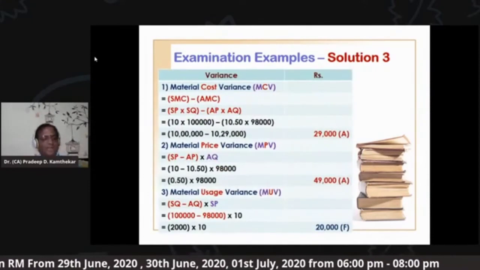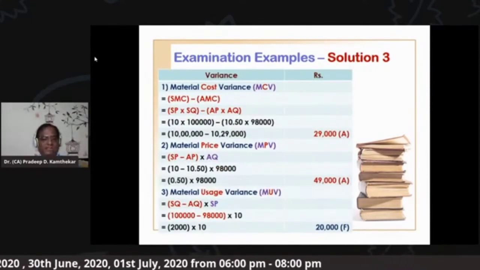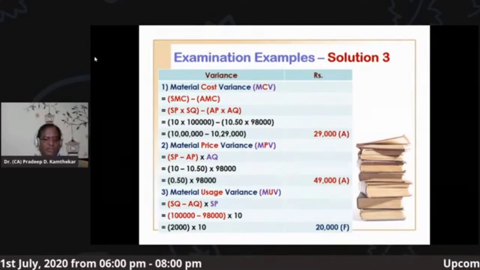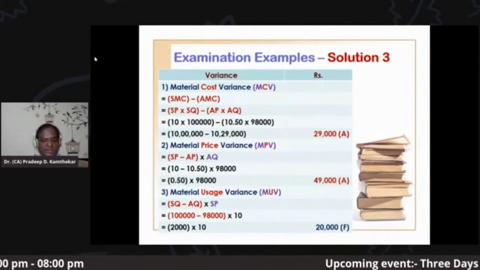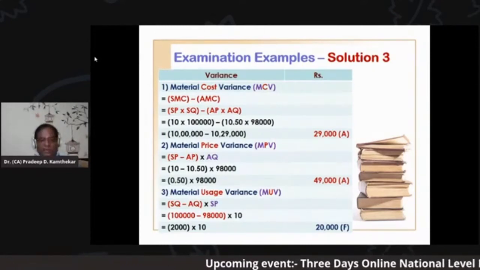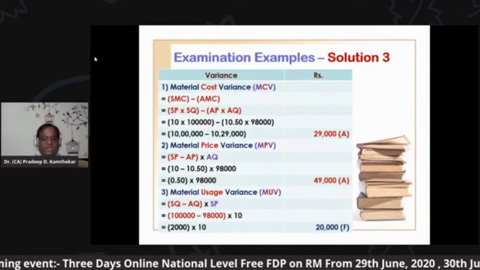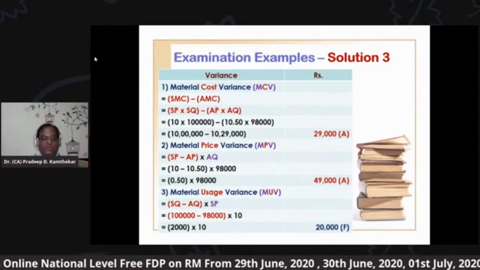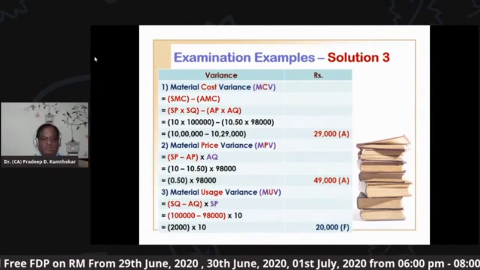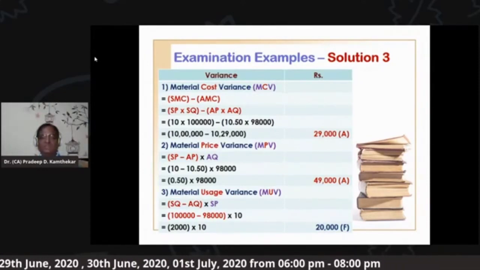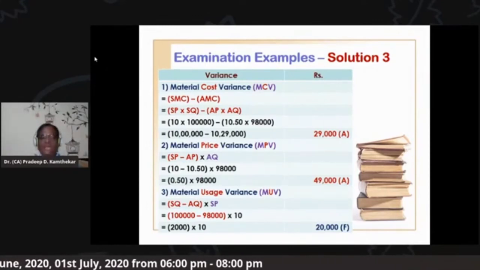So material cost variance, you know, is standard material cost minus actual material cost, SP into SQ. SP 10, SQ 1 lakh, so it is 10 lakhs, minus AP into AQ, 10.5 into 98,000, that is 10 lakh 29,000. So here it is negative 29,000. So we will say the material cost variance is 29,000 negative, so it is 29,000 adverse.